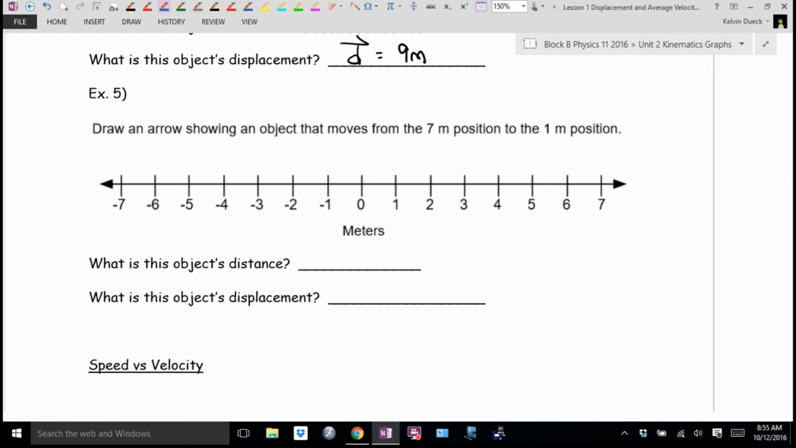Example 5 says, draw an arrow showing an object that moves from the 7 meter position to the 1 meter position.